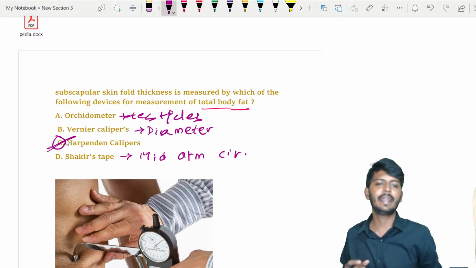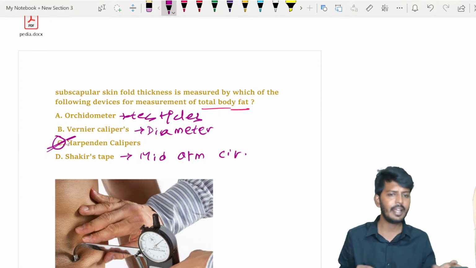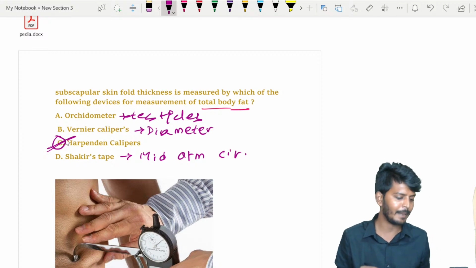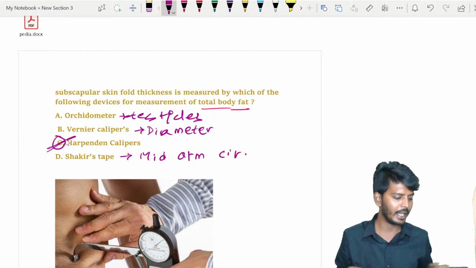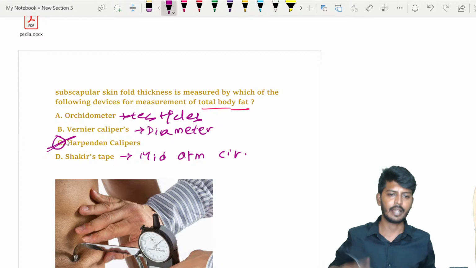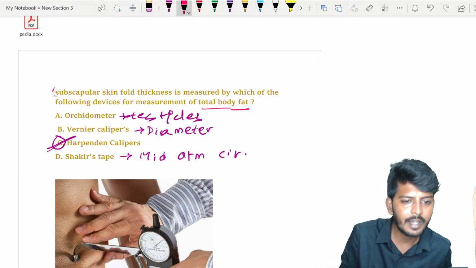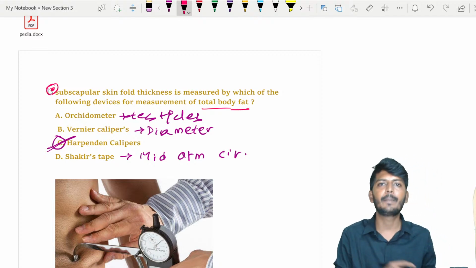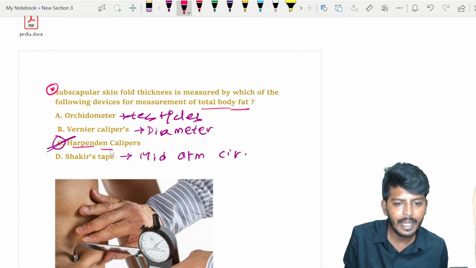Harpenden calipers. Hope I'm audible. Let's continue. What is the answer? Harpenden calipers. Very good, you are absolutely correct. Hello, Veer, yes, correct answer. Now what they're telling is subscapular. Subscapular means below the scapula. So we are going to use Harpenden calipers.